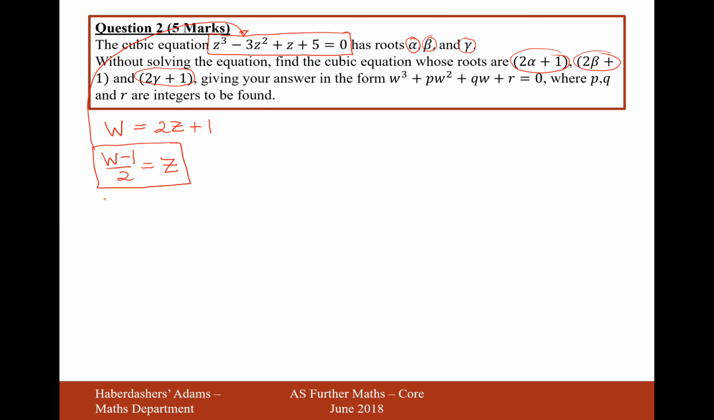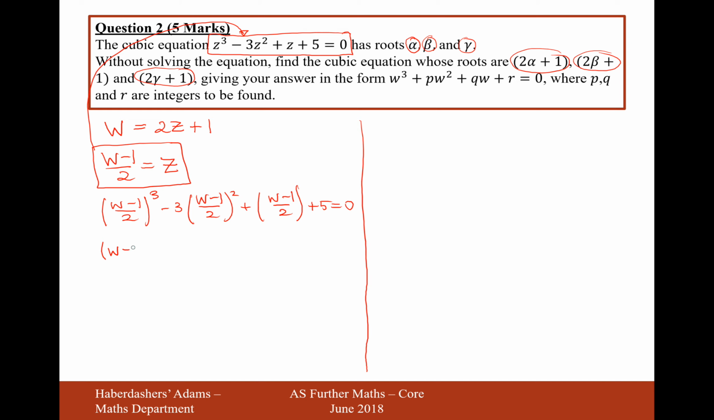So the first thing is going to be w minus 1 over 2 cubed, minus 3 lots of w minus 1 over 2 squared, plus w minus 1 over 2, just the power of 1, plus 5 equals 0. Now in these kinds of questions, we need to just expand all the brackets and simplify it and make sure we've got no fractions on our cubic polynomial. So that's what I like to deal with first.